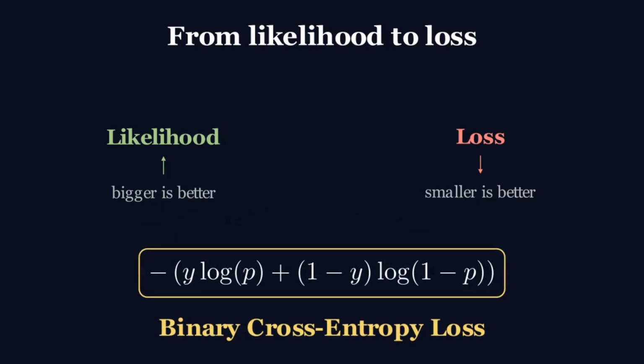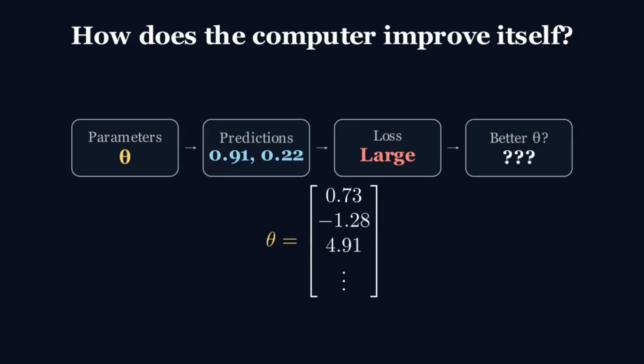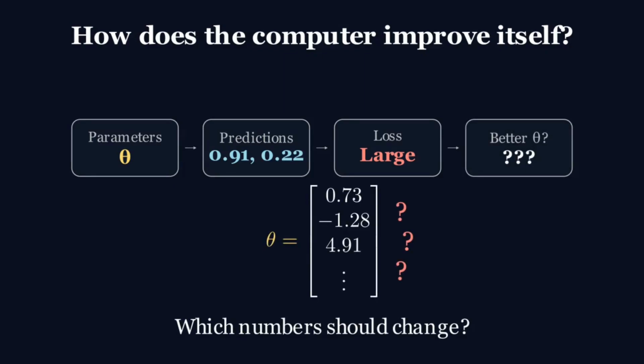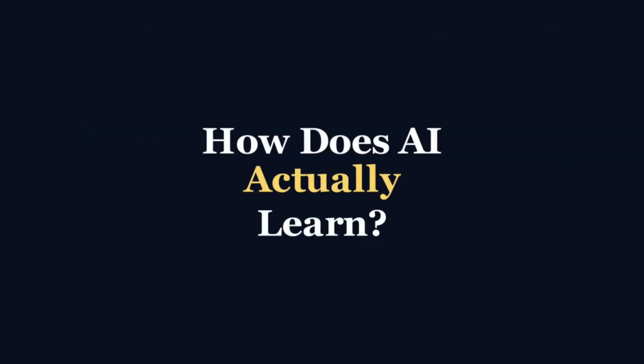But that leaves us with a much bigger question. We know how to measure the error, but how do we actually reduce it? How does a computer with millions of parameters somehow improve itself without anyone manually changing the numbers? How does AI actually learn?